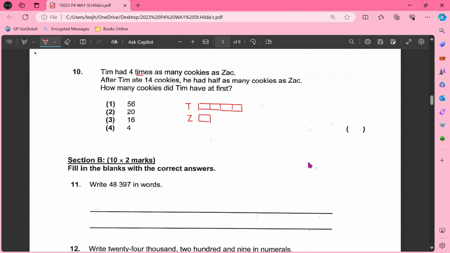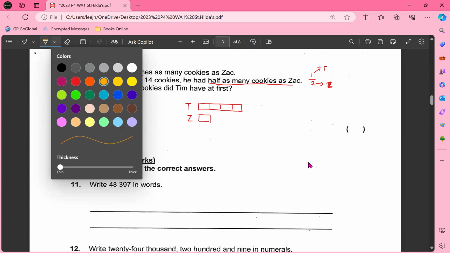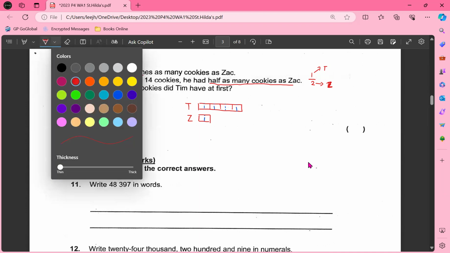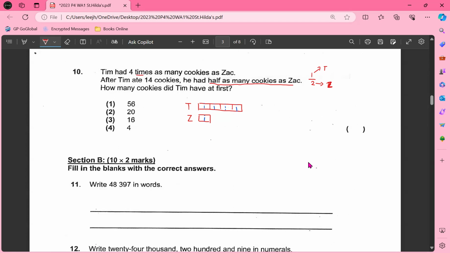After Tim ate 14 cookies, Tim will have half as many cookies as Z. So Tim will in the end have less than Z. It's like half. So Tim will be left with only 1 unit, but Z will have 2 units. But if you look at Z, Z is only 1 unit. How am I going to make Z into 2 units? I'm going to cut Z's unit into two. If I cut 1 unit into two, I'm going to cut the rest into two as well, so that they will be equal. So Z will have 2 units and Tim will have 1 unit left, which means all this will be the 14 cookies that Tim ate.